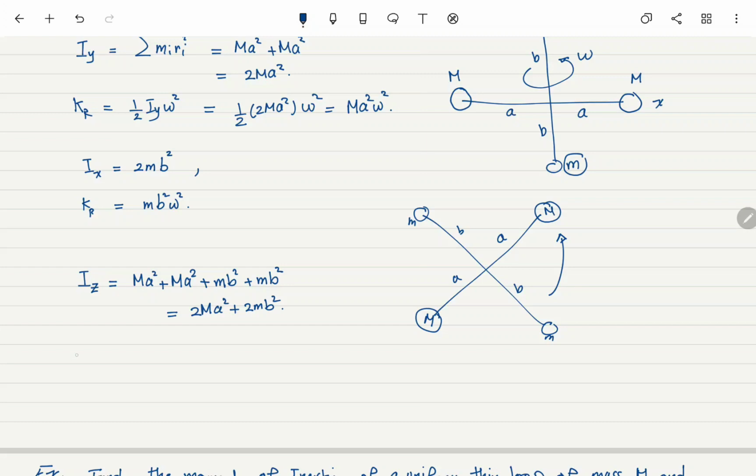Same procedure: the rotational kinetic energy is equal to half I_z omega squared. You just substitute I_z from here, so the answer is half times (2M a squared plus 2m b squared) omega squared. In other words, it is equal to (M a squared plus m b squared) times omega squared.